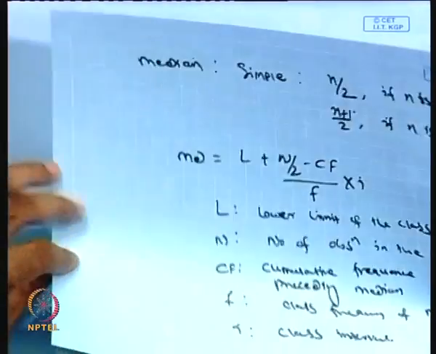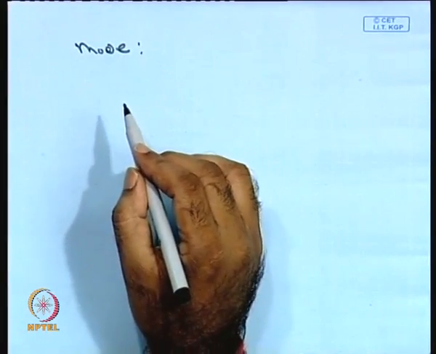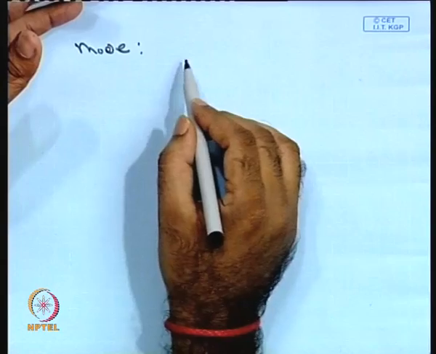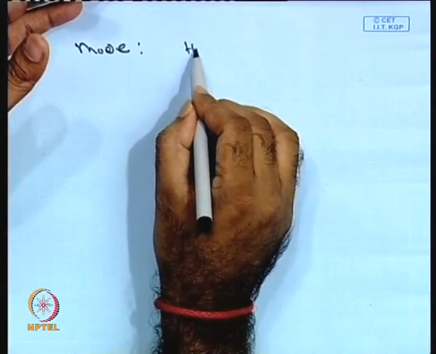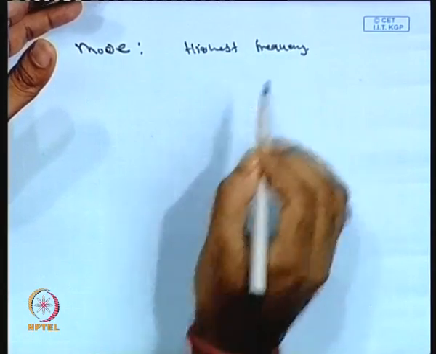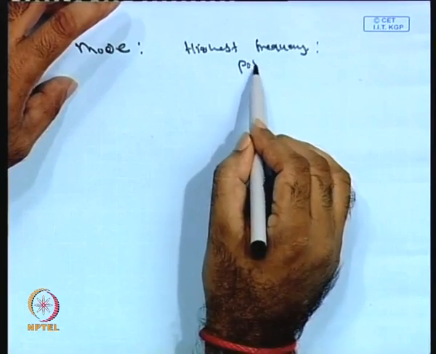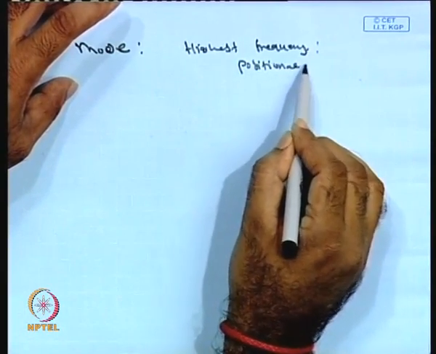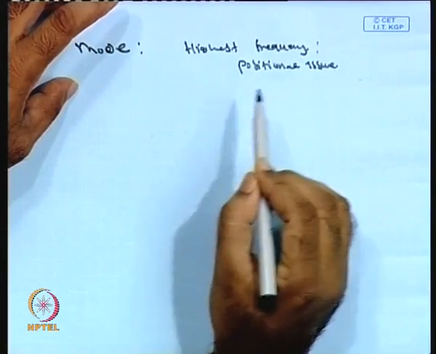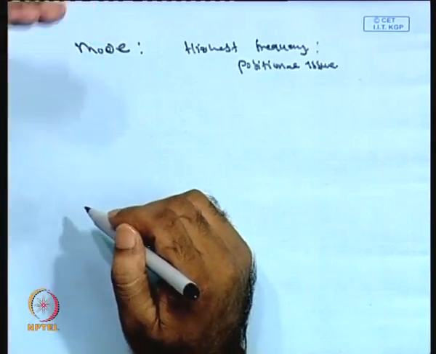Okay. Now come to the mode. Mode is also a positional average. It is the value of the variable which has the highest frequency. Okay. Again this gives you the positional value when the structure is an individual series or simple structure.